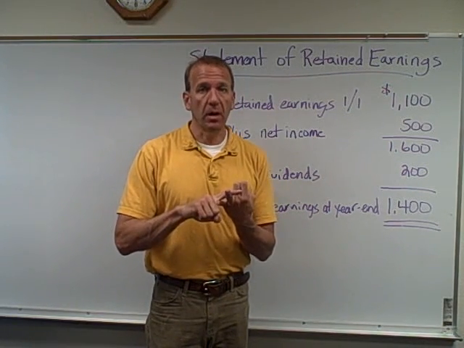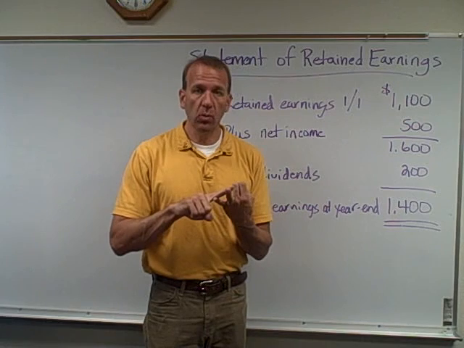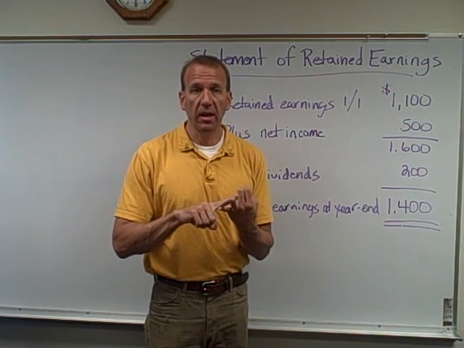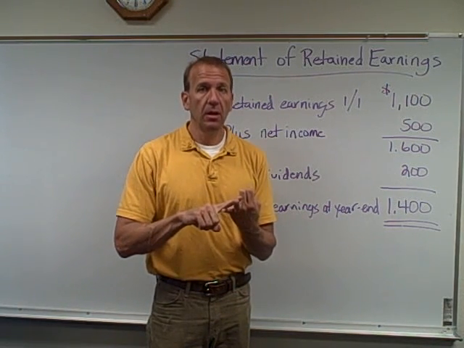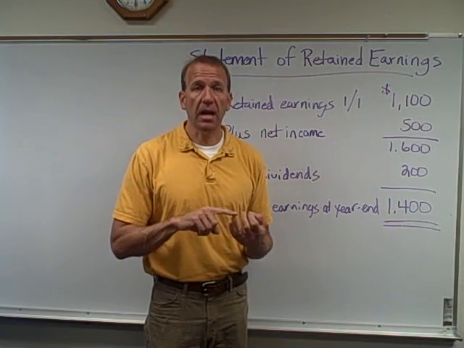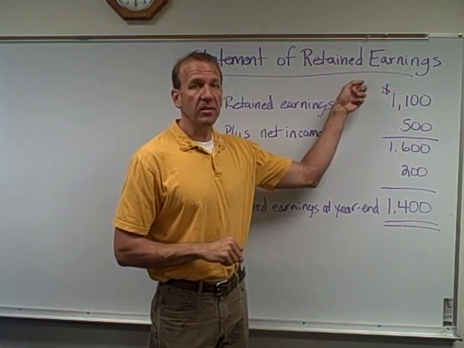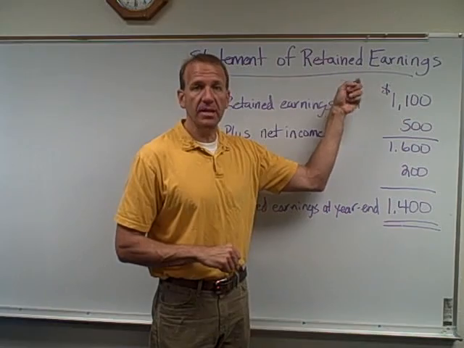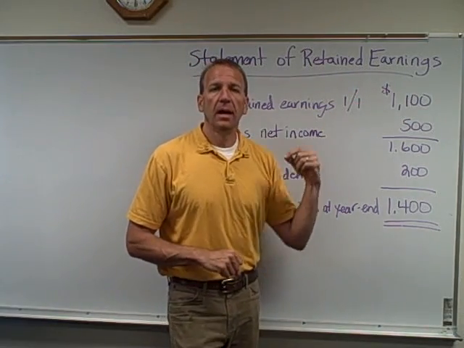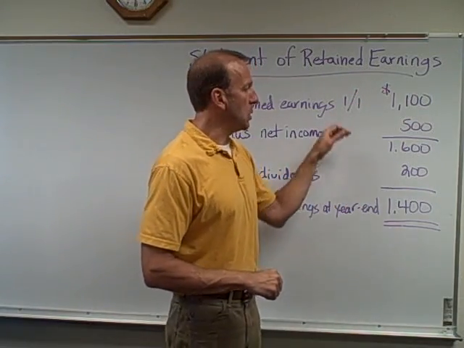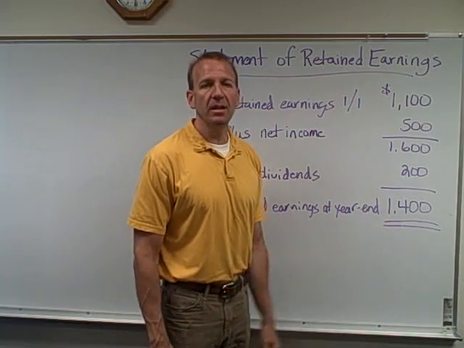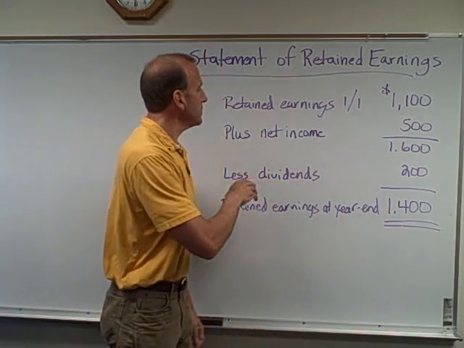Retained earnings, remember, on our balance sheet we had assets equal liabilities plus owner's equity. And remember, within owner's equity, you had the capital stock, but you also had retained earnings. And that's what this is. This is the retained earnings within the balance sheet. Okay, but we're just showing the calculation of how we get to that ending number. So let's go through this.